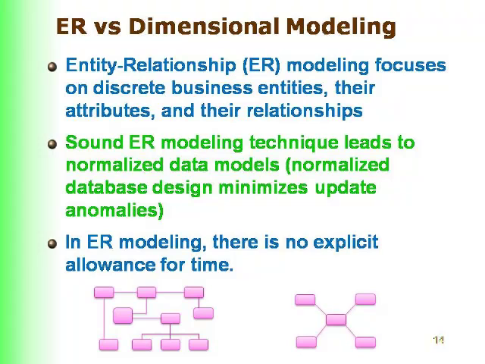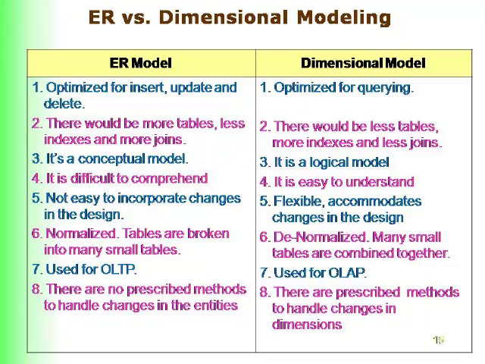In ER modeling, as I mentioned earlier, there is no explicit allowance for time. So with the dimensional models, the main focus is on business processes and the entities that define the business process. Dimensional databases are usually denormalized and intended for read-only access. Dimensional models are time-oriented. The slide shows the basic differences between the ER model and the dimensional model. ER model is optimized for performing DML operations like insert, update, and delete, whereas dimensional model is optimized for querying by the users.